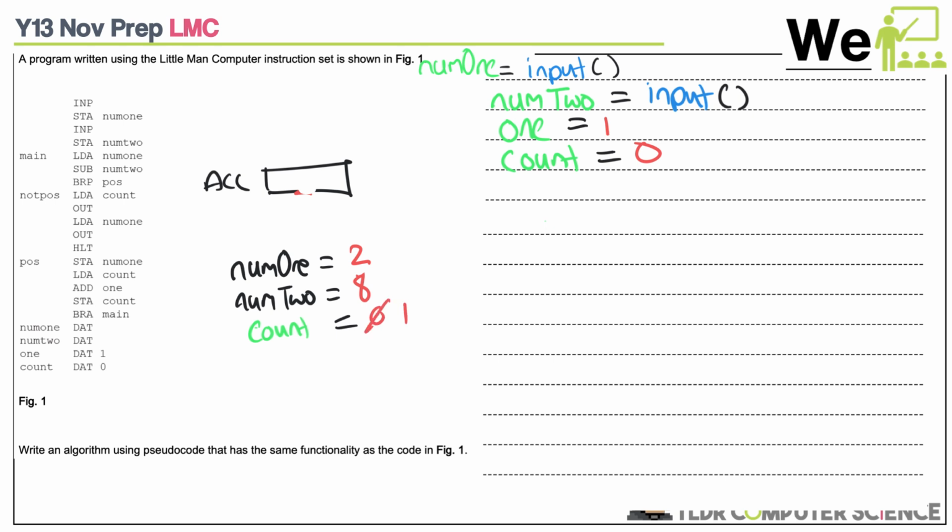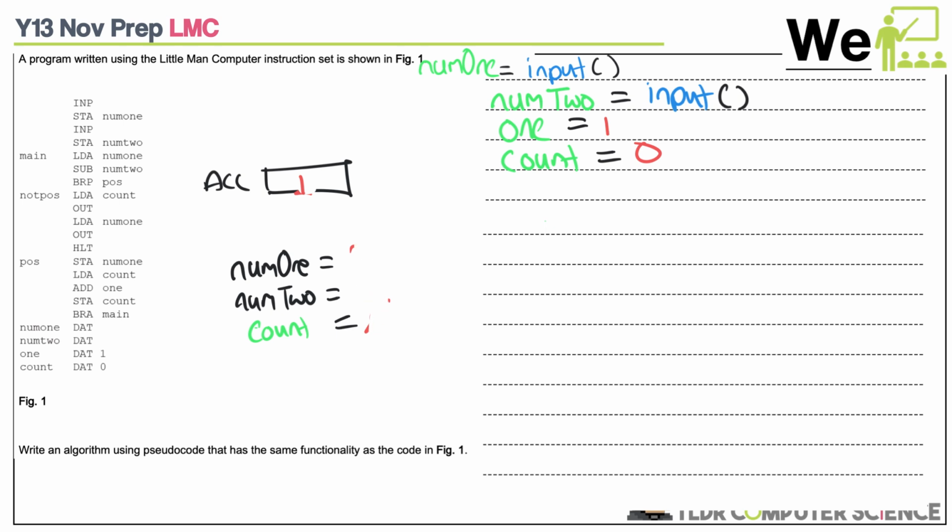And then BRA stands for branch always. Go back to main, load number 1. So we're going to load 2. And then we're going to take away 8. So it's going to give us the value -6. What's going to happen here? So go to the next one. So not positive. There you go. Load count. So what's going to get put into count? 1. And then output 1 and stop.